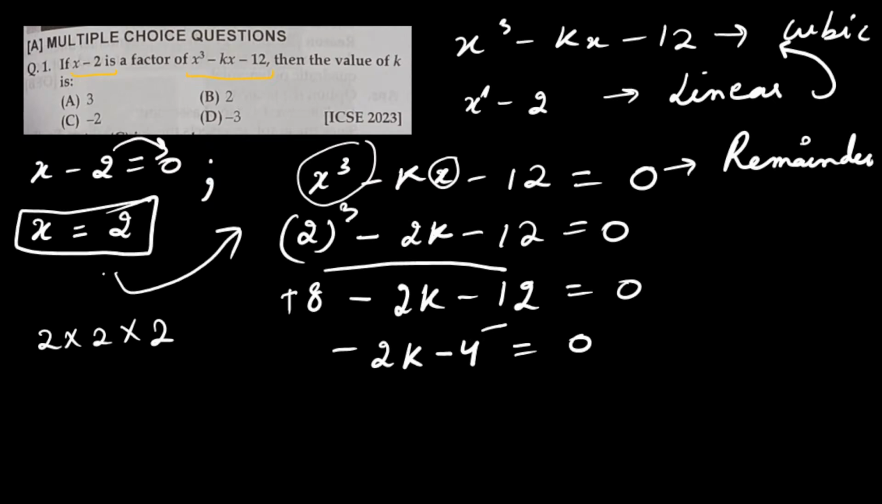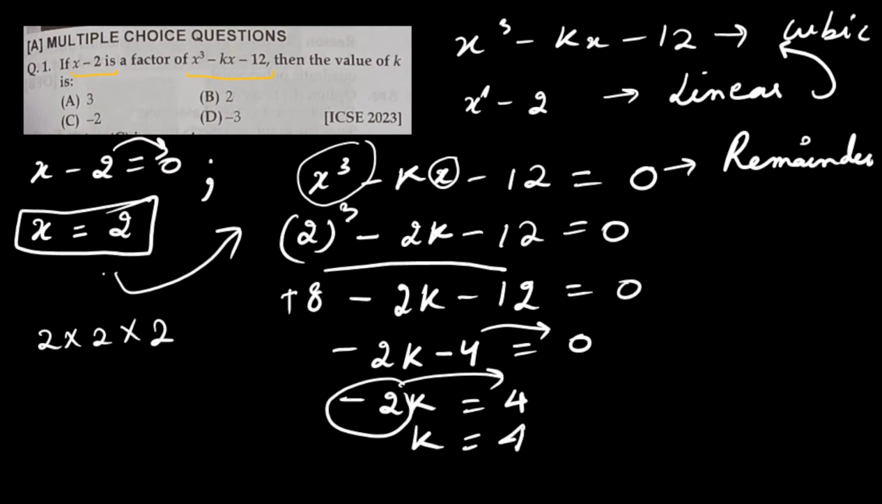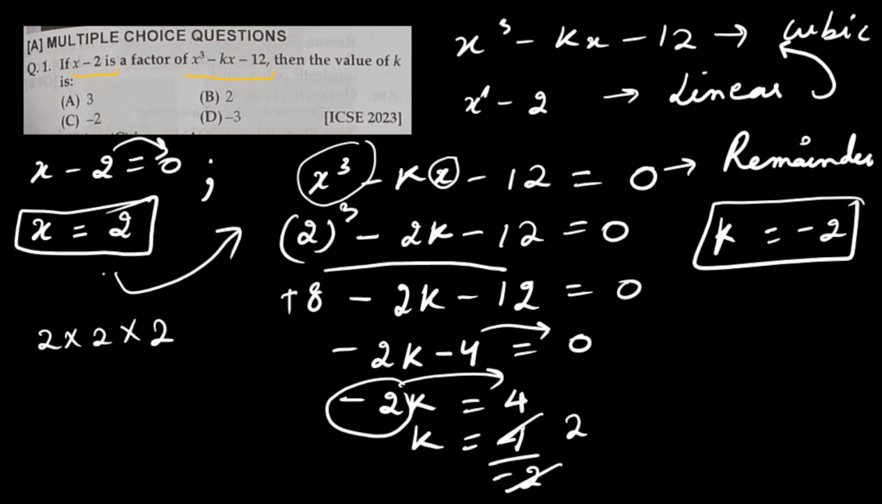Now we have to simplify the value of k. Minus 4 we will shift to the other side. So minus 2k is equals to 4. Now this minus 2 we will shift to the other side; it will get divided. So 4 by minus 2. When we do the cancellation, we will get 2. So k is equals to minus 2 is the answer.